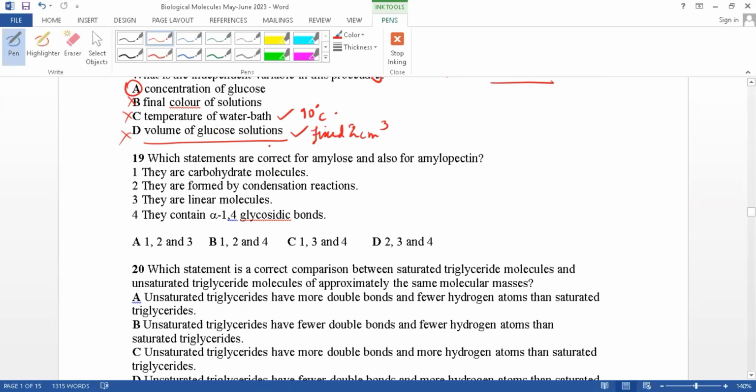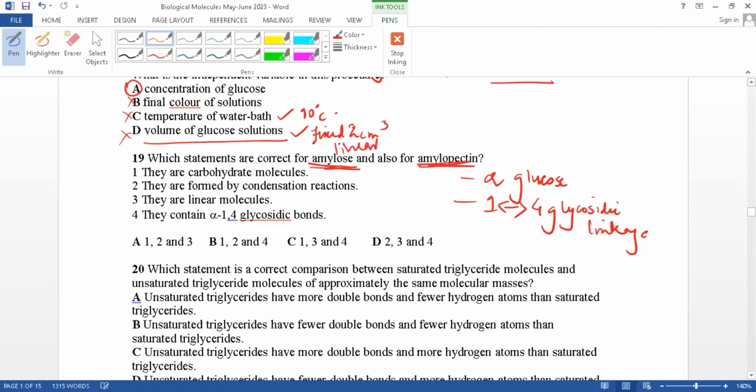Which statements are correct for amylose and also for amylopectin? You know, they both are made up of alpha glucose. They both have 1,4 glycosidic linkage, and this is amylose, which is linear, but this is branched. That's the difference.